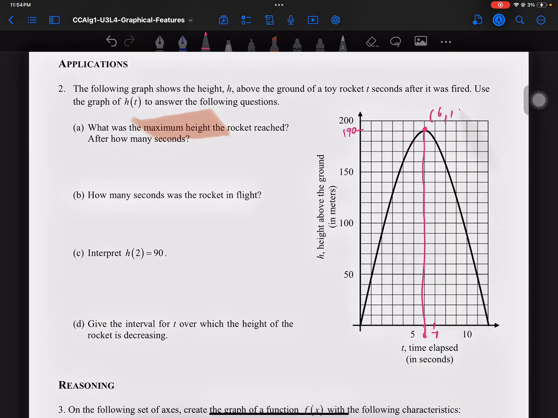So (6, 190). You can say that the maximum height is h equal to 190 meters and t is equal to 6 seconds. So remember that highest refers to the largest y value, not the largest t.